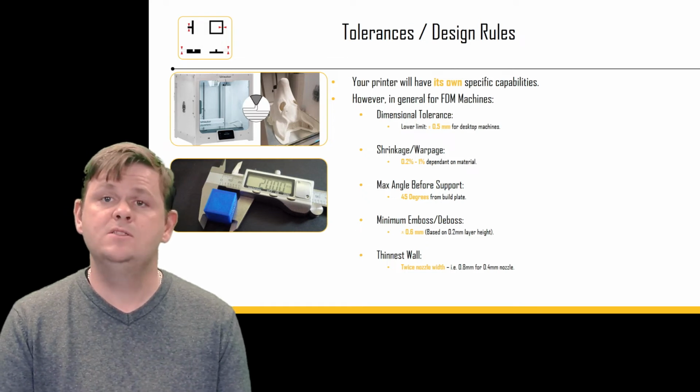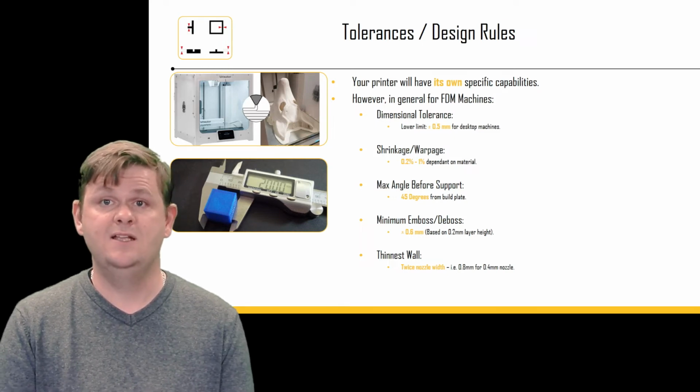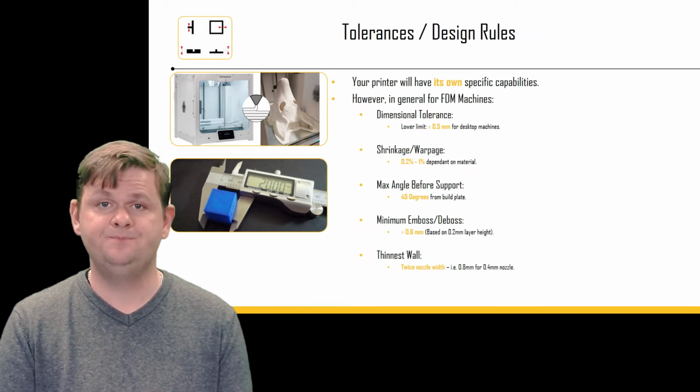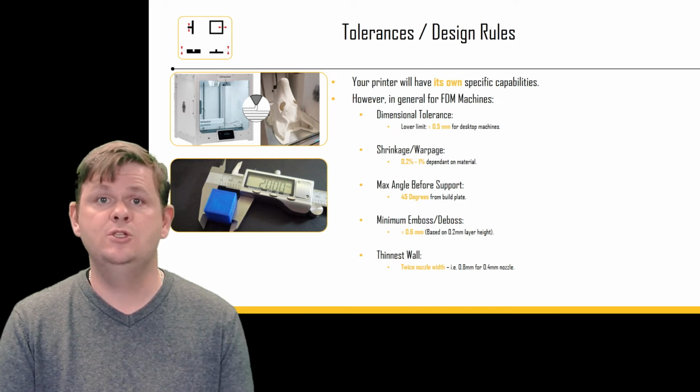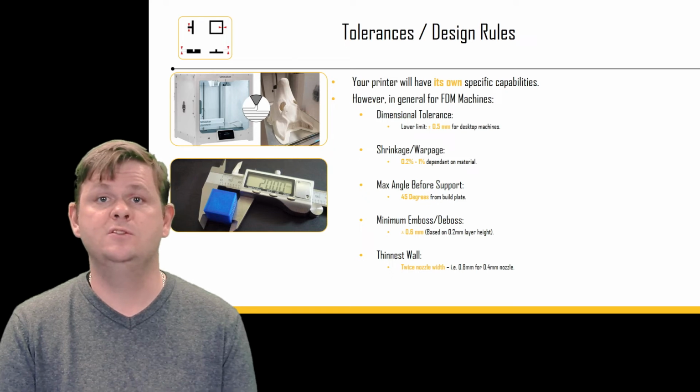The maximum emboss or deboss depth is 0.6mm depending on layer height, in this case 0.2mm. Thinnest wall width is usually 2 passes of the nozzle, i.e. 0.8mm for a 0.4 nozzle diameter.